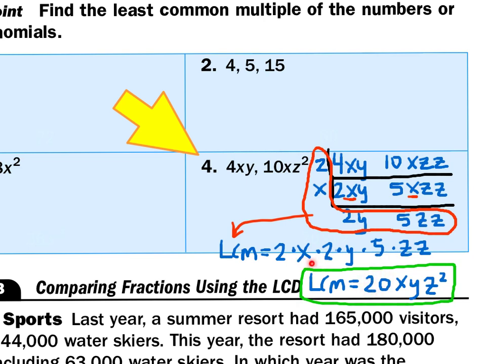Then I find all the letters in alphabetical order. So there's only one x, so I bring the one x. There's only one y, so I put the y here. And there are two z's. Well, z times z is the same as z to the second power. So my LCM is 20xy z to the second power.